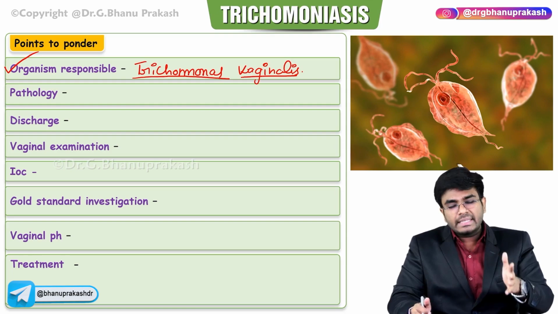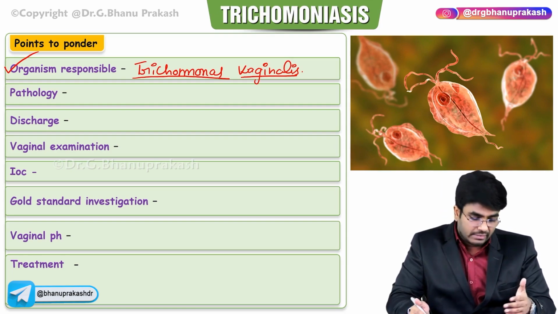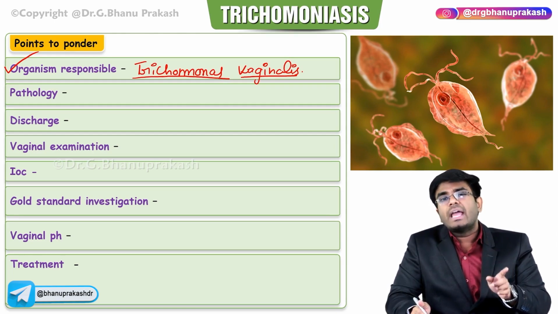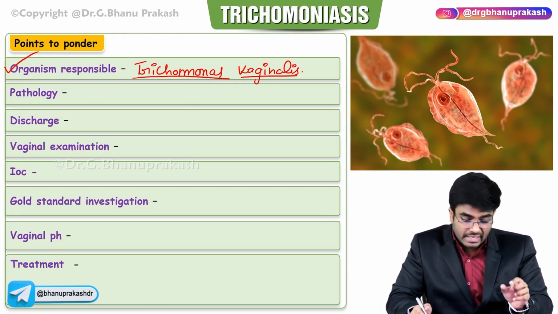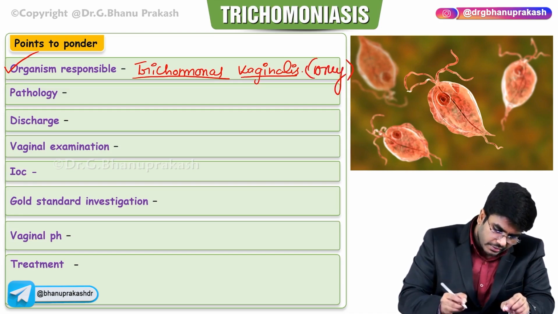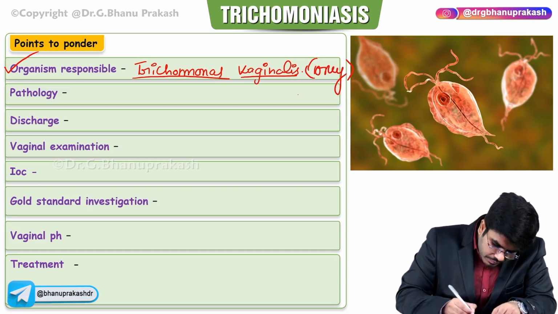An undulating membrane with a flagellum is seen with Trichomonas, and we also know that Trichomonas has only the trophozoite stage. That's an MCQ. Trichomonas has only the trophozoite stage, only trophozoite. Let me write it here: only trophozoite.